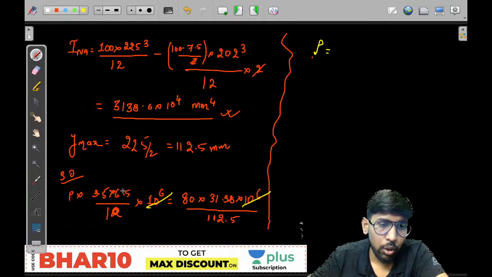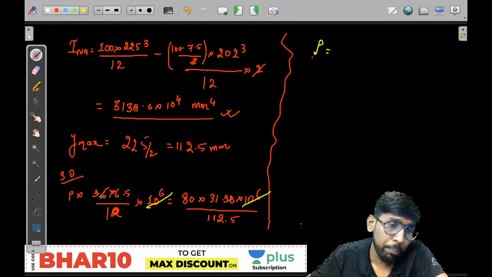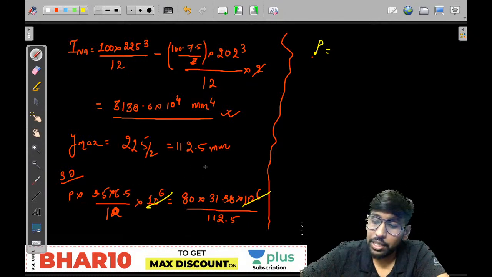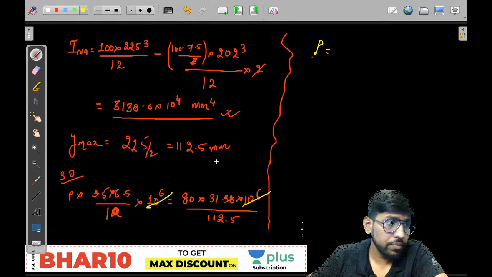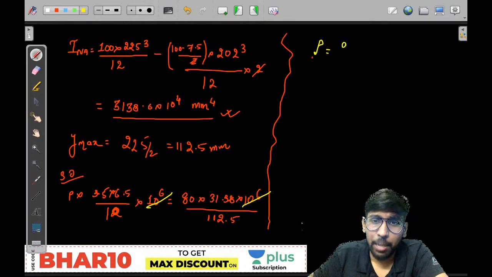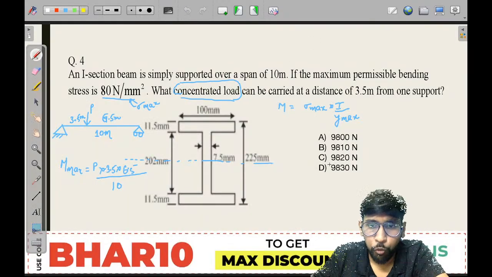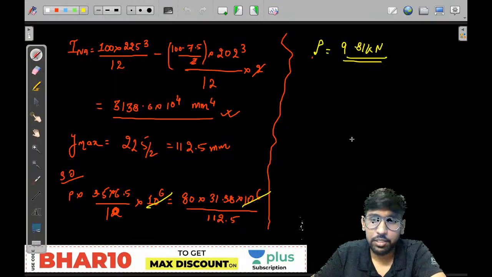The answer that you are going to get from here is in kilonewton, because if you haven't kept it in kilonewton, you cannot multiply with 10 power 6. It should be near about 9.81 kilonewton. So out of the 4 options, B is your correct answer.